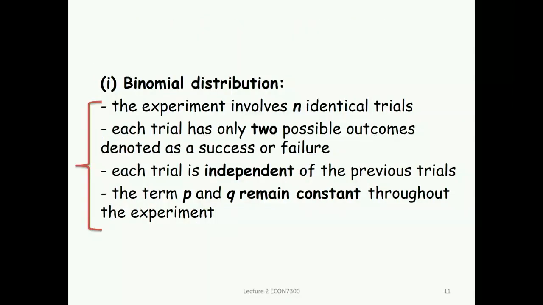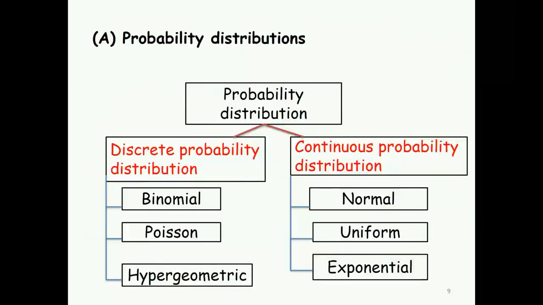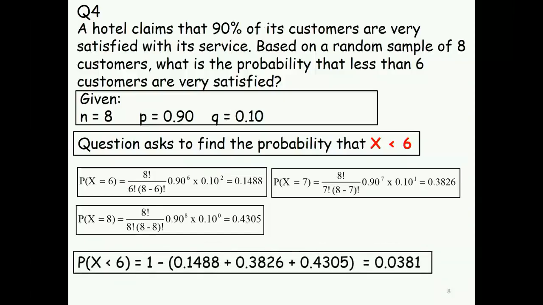Binomial, we spoke about these things, I don't need to repeat. But binomial is countable. You flip a coin 10 times, countable. 11 times, countable. And it is finite, because n is given. I say I flip a coin 8 times, so it is finite. It's not infinite, because n is given. In the question here, n is given. So it is finite, and it is countable.